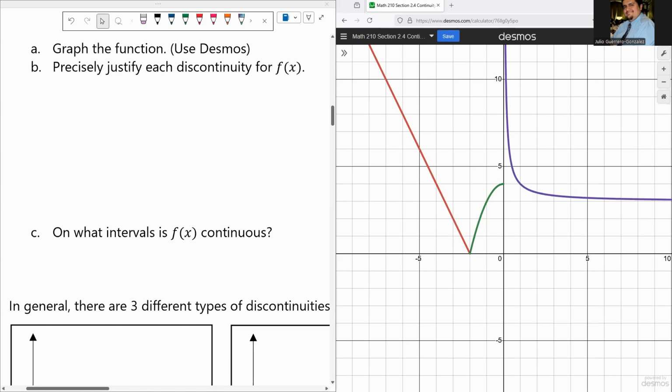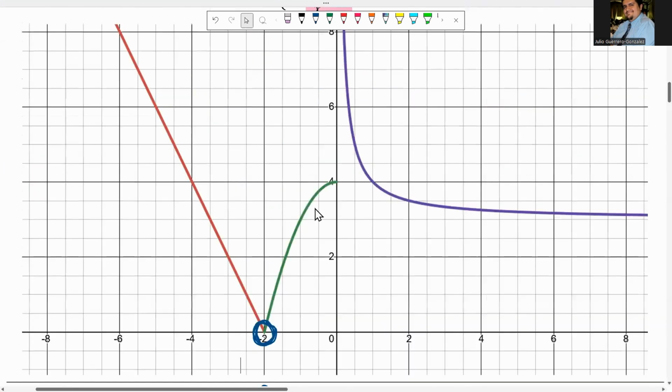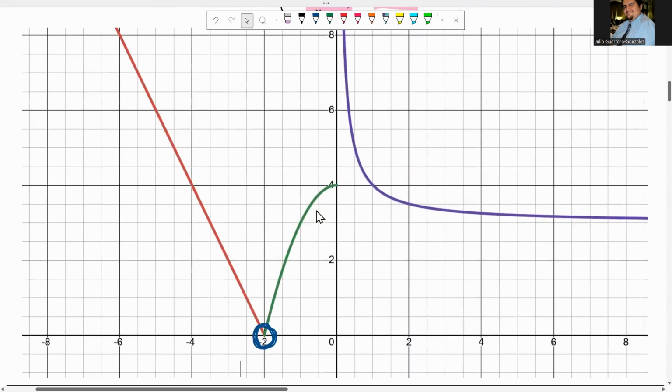So remember how I said, and actually I'm going to have to zoom back up to our example, wherever you pick up your pencil, that is where your function is discontinuous. If you can draw it without picking up your pencil, that is where it is continuous. So if you take a look, I can draw this segment all the way down to about here, all the way down to there without picking up my pencil.